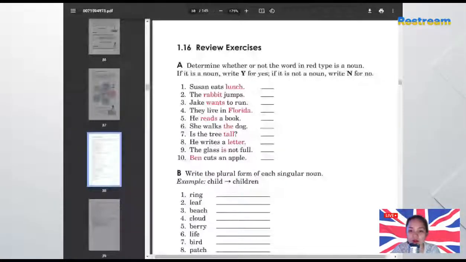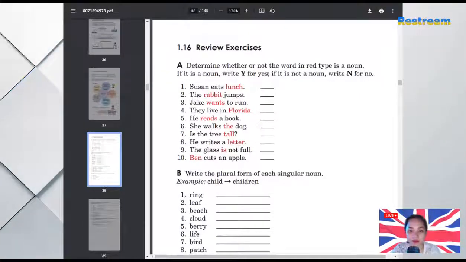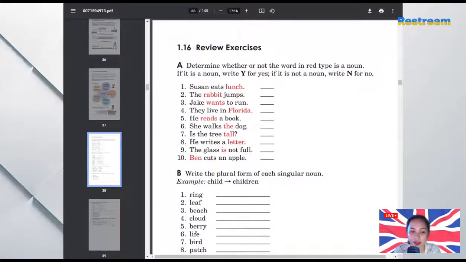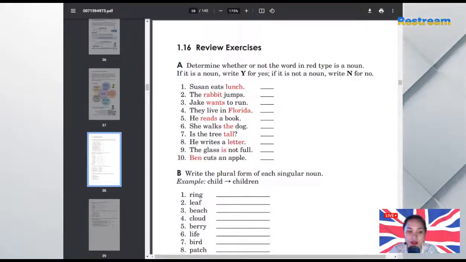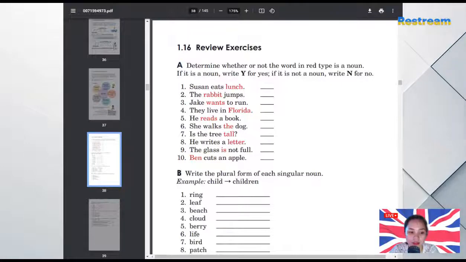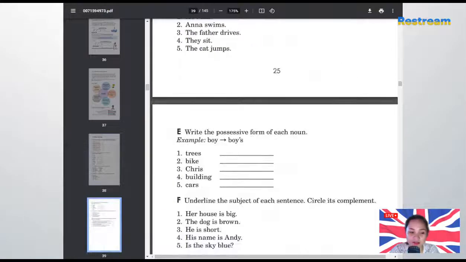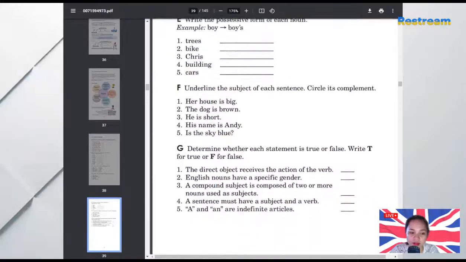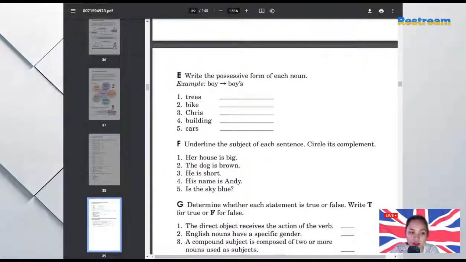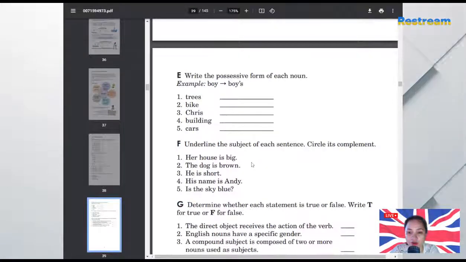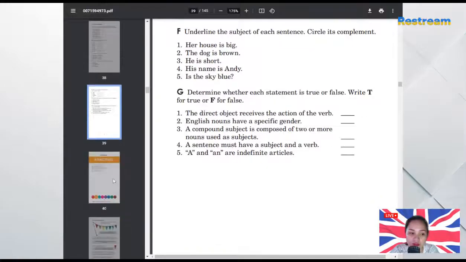So this is what you guys learned, and you apply it by answering these items from test A, or the review exercise, test A, test B, C, and D. We also have here the last two, test E, F, and G. So we finished with that from last week. Now let's go to the next one.